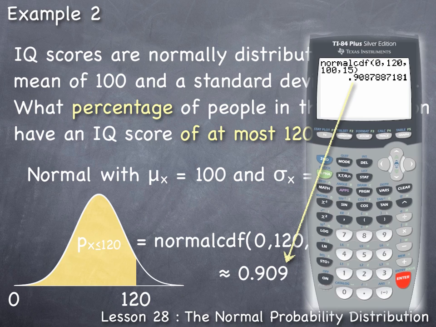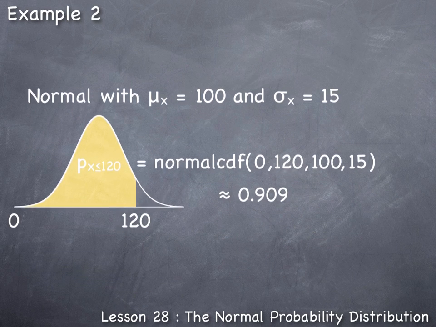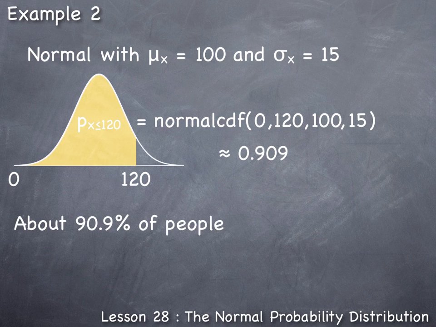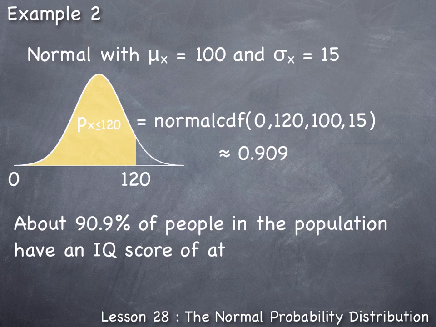So now we have the result. Multiplying this by 100% gives us the percentage. So about 90.9% of people in the population have an IQ score of at most 120.